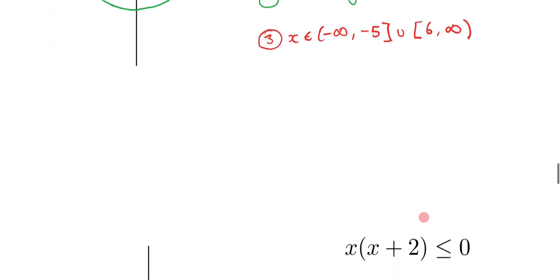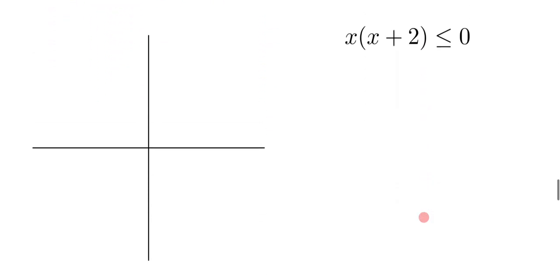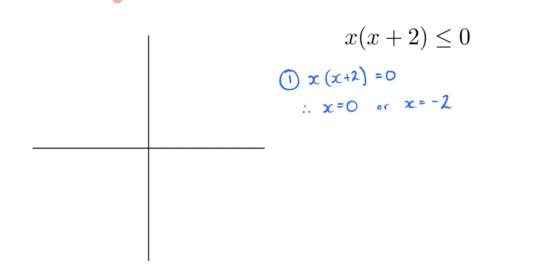Let's now go to my next question. And again, you just follow the protocol. Step number 1, I make it into an equation, x times (x plus 2) equals 0. So therefore, x is going to equal 0, or x is going to equal negative 2.